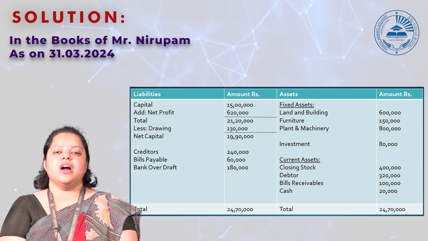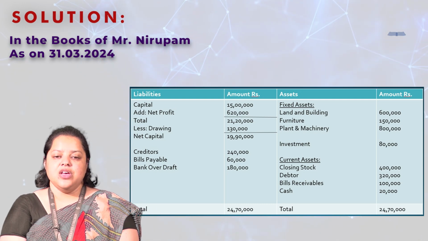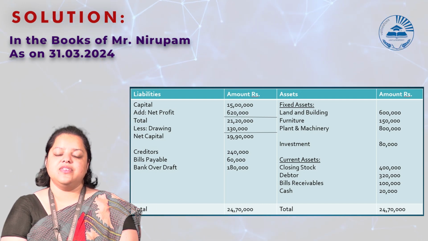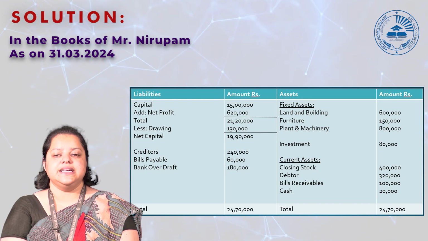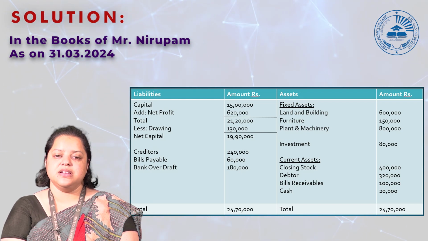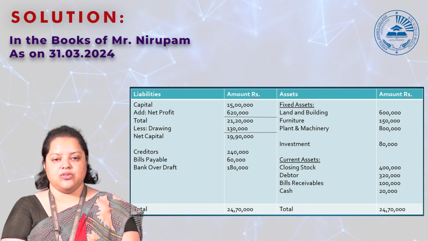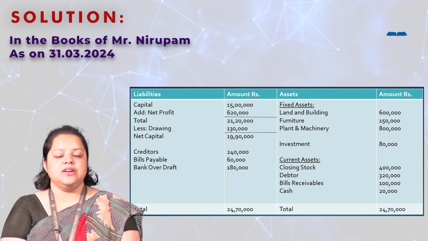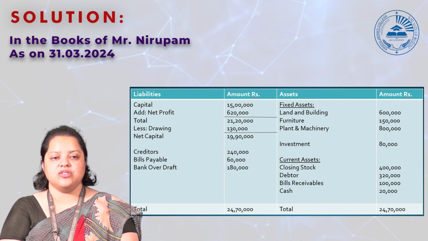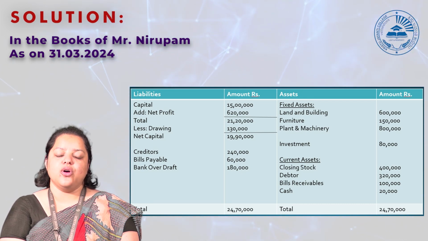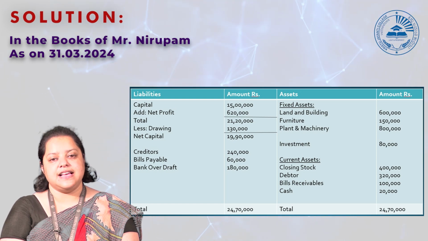And the next heading we are following on the asset side is current asset. Under current asset we are having four items: closing stock 4 lakh, debtors 3,20,000, bill receivable 1 lakh and cash 20,000. So after entering all these items and after adjusting net profit, net loss and drawing, we got all the final amounts on the liability side as well as the asset side.